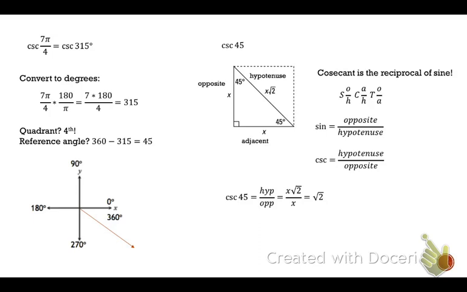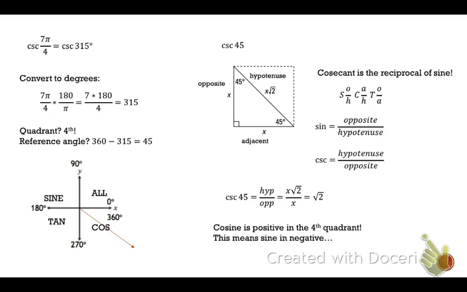Now I need to see, is that going to be positive or negative? So again, all students take calculus. Cosine is positive in the fourth quadrant, which means sine is negative, which means cosecant is also negative, because cosecant and sine keep the same sign. Okay, so cosecant of 7 pi over 4 is going to be negative square root of 2.